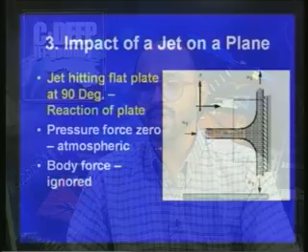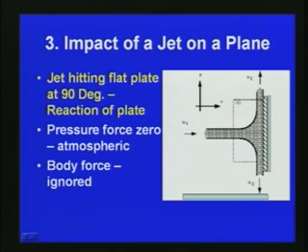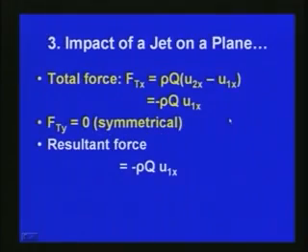Now all the pressure force here is zero or atmospheric, and this is the control volume which we consider here. The control volume is with respect to this plate, where the jet is impinging on the plate. The body force also in this particular case is ignored. If we assume that the velocity of the jet is u1, then the velocity in the upward direction is u2, and the velocity in the downward direction is also u2, due to the symmetrical case here.